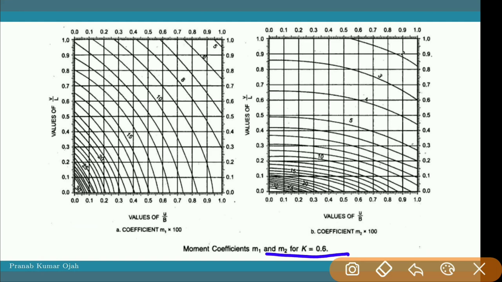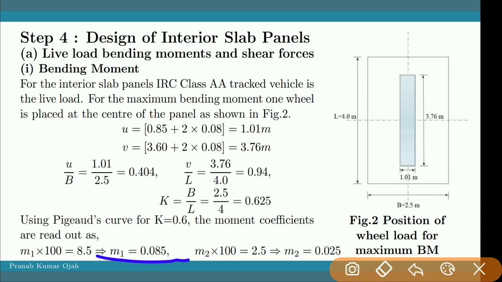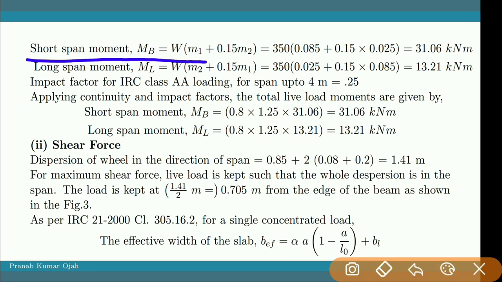I shall also put the link to download the Pigeaud's curve in the description box of the video. So this is the Pigeaud's curve for K equal to 0.6. From this curve, I shall calculate M1 into 100, and from this curve, I shall get M2 into 100. So M1 comes out as 0.085 and M2 comes out as 0.025. Now the short span moment MB equals W(M1 + 0.15 M2). So M1 and M2 I have got from the Pigeaud's curve. So what is the value of W?